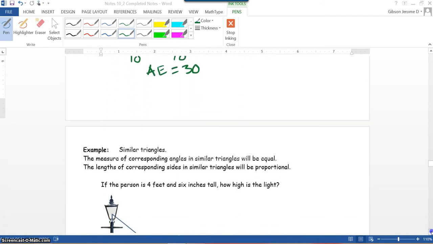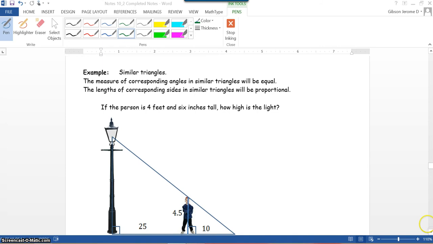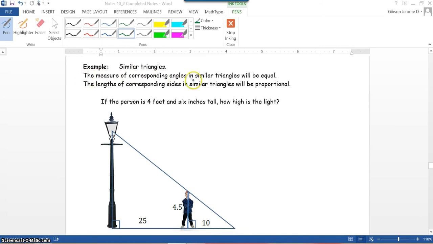Now, we go down here to the next page. We have similar triangles. It says here, the measure of corresponding angles in similar triangles will be equal. The lengths of corresponding sides in similar triangles will be proportional. If the person is 4 feet and 6 inches tall, how high is the light? So we know 6 inches is half of a foot. So this is where we get 4.5. And then we have this side here, which is 10.